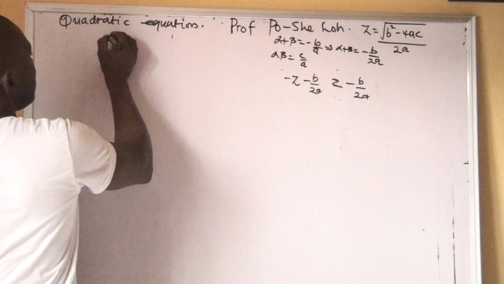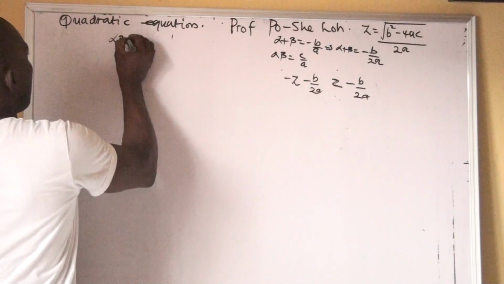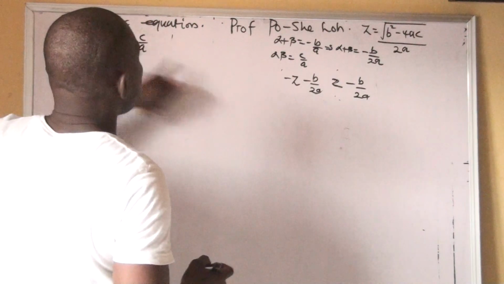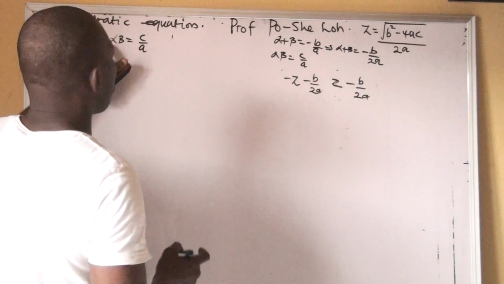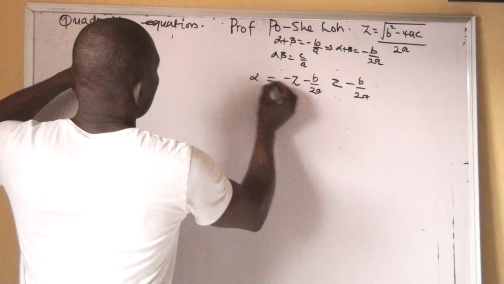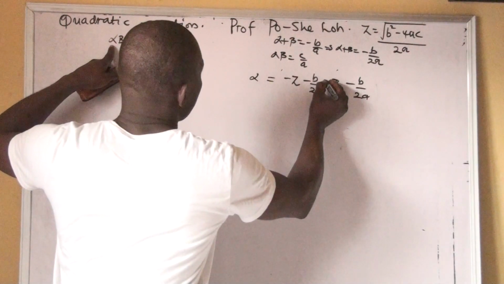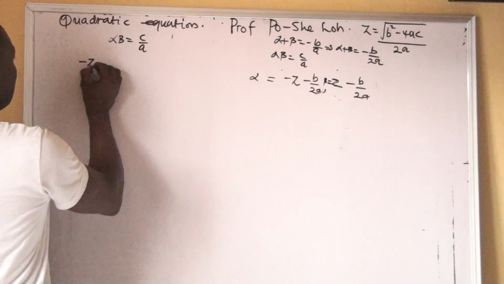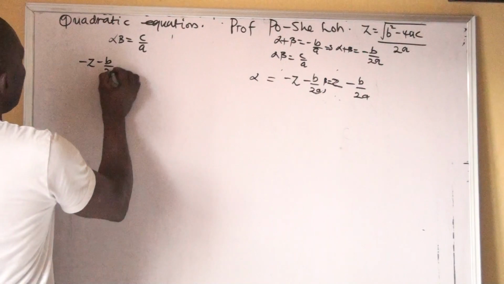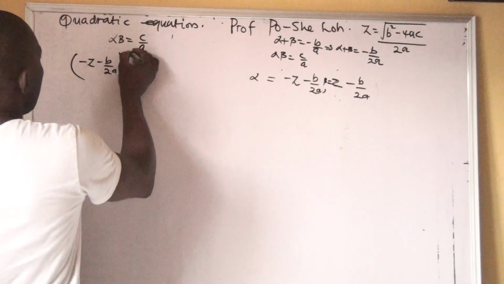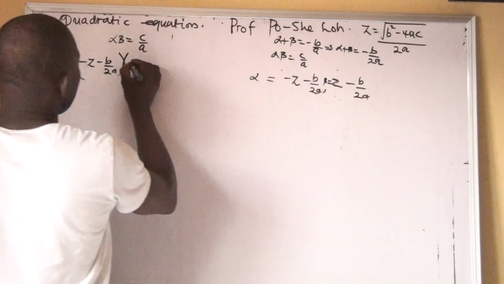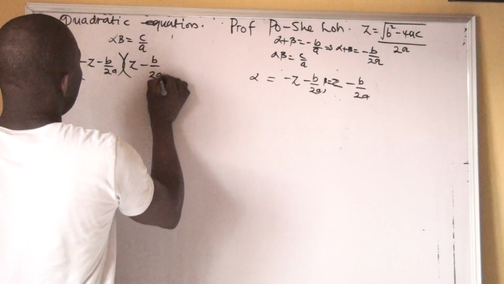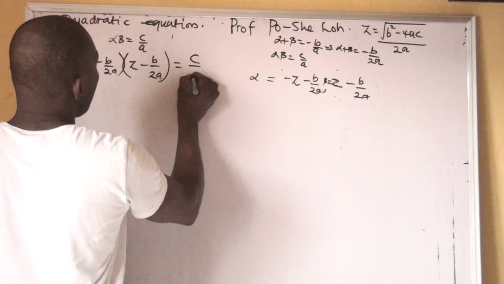The product of the roots is definitely going to be alpha times beta, which is equal to c over a. Let's assume this is alpha, and the other one is beta. So the product is: minus z minus b over 2a, close the bracket, and on the other side we have z minus b all over 2a, equal to c over a.